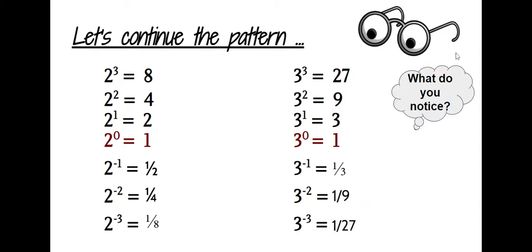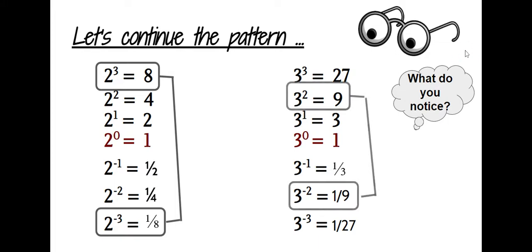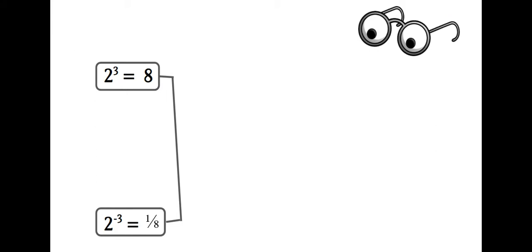So let's take a look. What do you notice? Maybe you want to pause the video and just take a peek here. What are you noticing? Let's look a little closer here. 2 to the third power and 2 to the negative third power. You have 8 and 1/8. What do you see there? What about 3 to the second power is 9 and 3 to the negative second power is 1/9? Are you noticing something? Do you notice that they're reciprocals of each other? Yeah, 2 to the third power is 8 over 1 and 2 to the negative third power is 1 over 8. They are reciprocals of each other. But let's take a closer look.